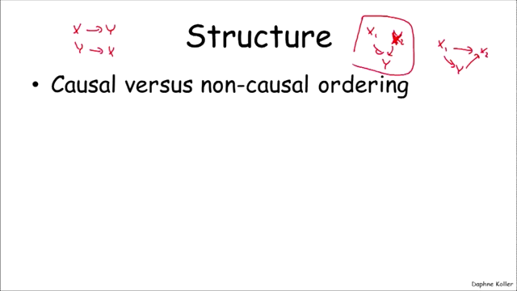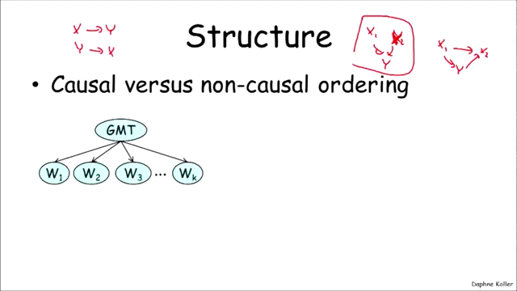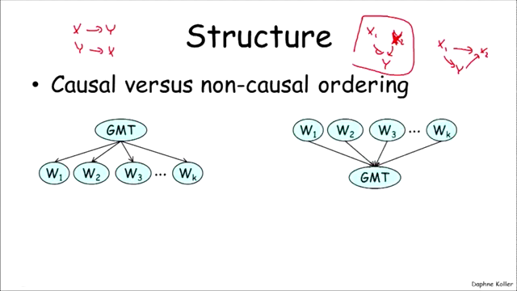So to drive this home even further, let's go back to our Greenwich Mean Time example, where Greenwich Mean Time is in some way the cause or the parent of these different watch times that we see in different individuals. And let's imagine that I force you to invert the edges. What's it going to look like? Well, now I'm going to force Greenwich Mean Time to be the child of all of these. Is this the correct model? No, because this says that all of the watch times are independent, which we know is not the case.